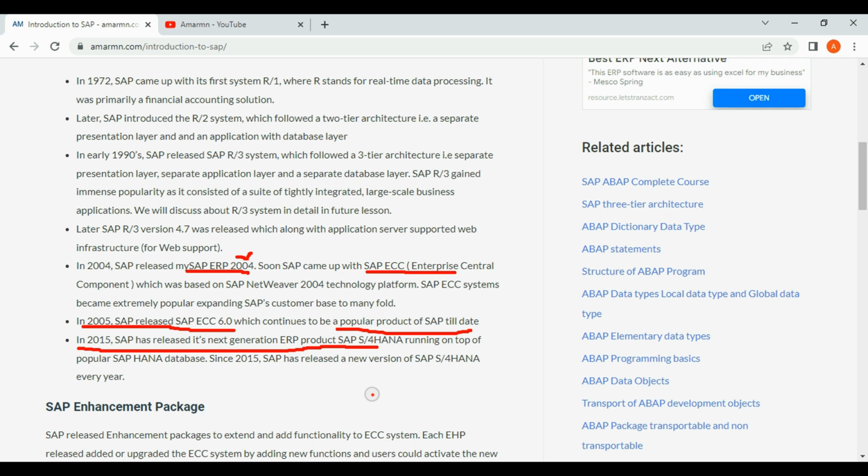But for the time being, we can definitely understand that SAP S4 HANA is SAP's latest ERP solution, and it was released in the year 2015. The majority of the projects happening in SAP are a kind of migration from ECC to S4 HANA. So most organizations are moving from ECC to S4 HANA. They are upgrading themselves from ECC to S4 HANA.